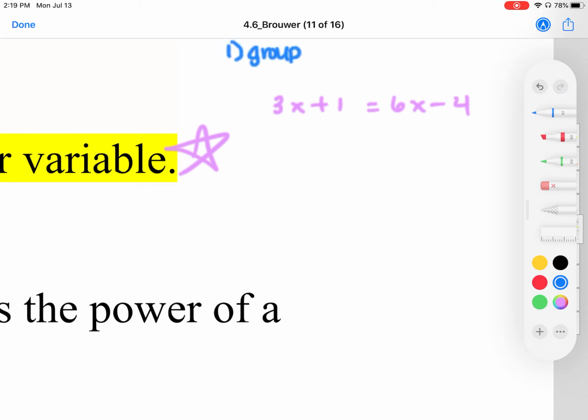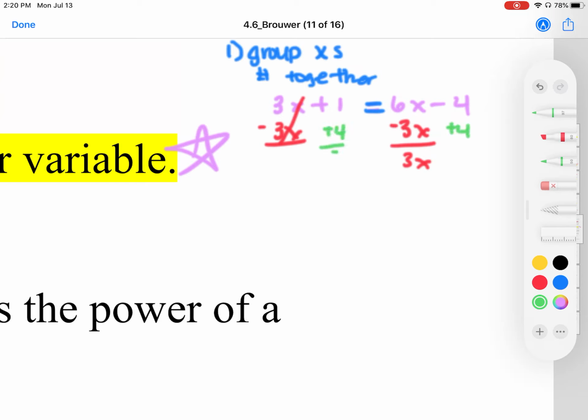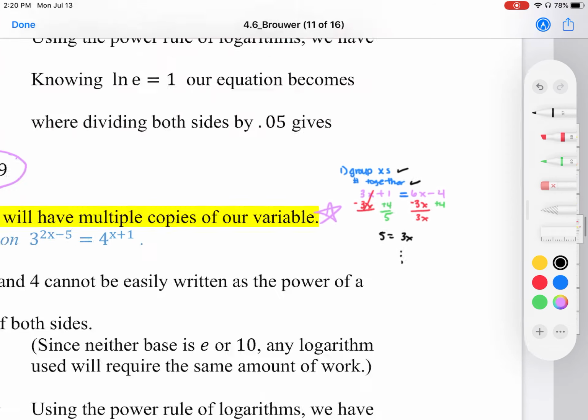group your x's together and your numbers together on one side of the equation sign, right? So that you would get minus 3x, minus 3x, and then you would move your numbers that don't have a variable to the other side. So plus 4, right? So that we have 5 equals 3x and continue solving. Well, same idea. Group your x's and group your numbers on the other side. That would be a helpful trick.